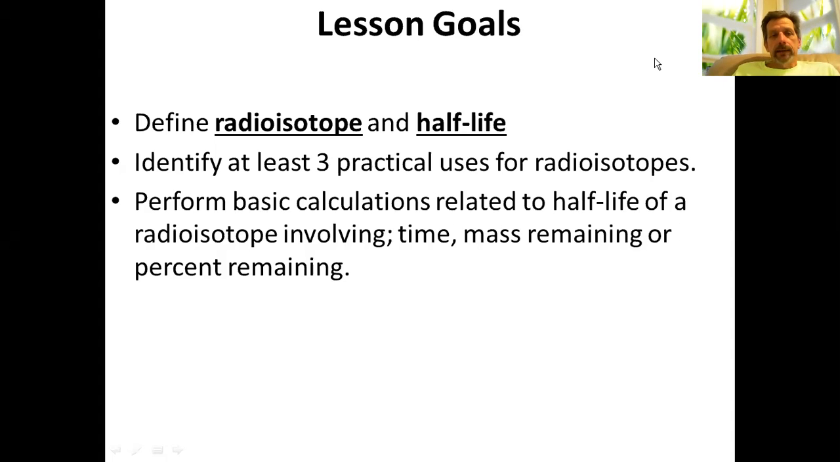Okay, so welcome back. Today we've got three goals in mind. We're going to wrap up some ideas that relate to the atom. Specifically, we're going to look at special kinds of atoms, a fancy word called radioisotopes. You'll take a look at the definition of that, along with half-life, in this lesson.